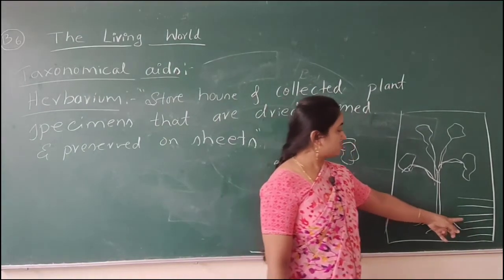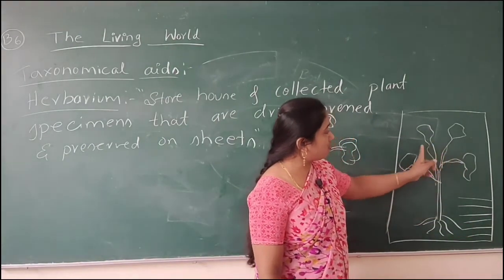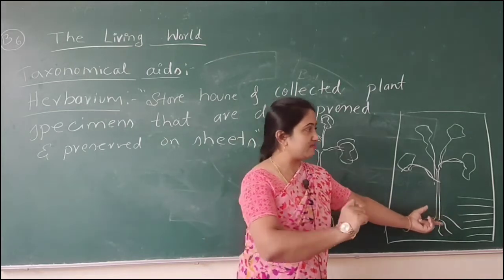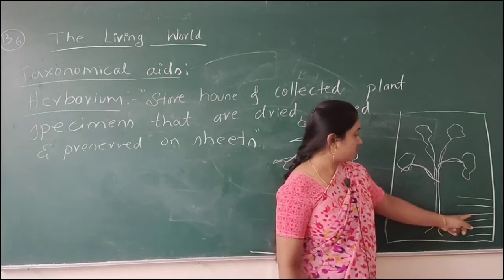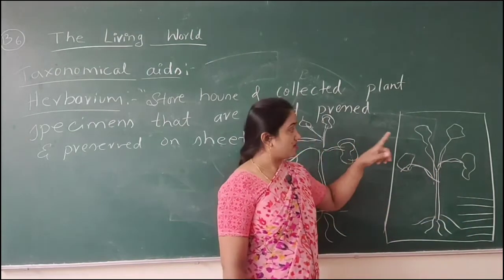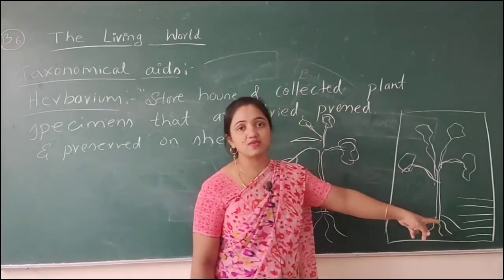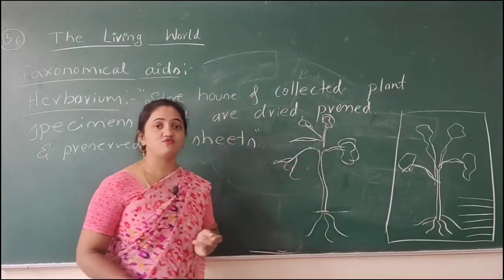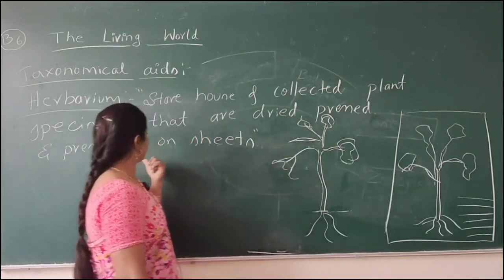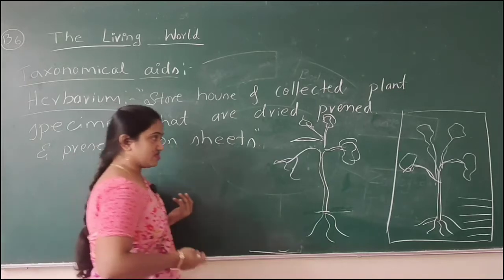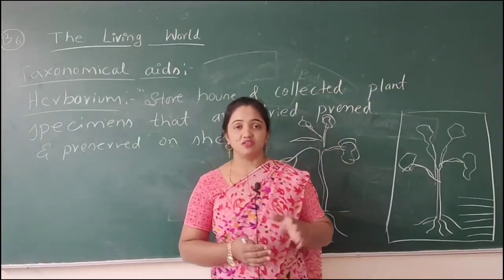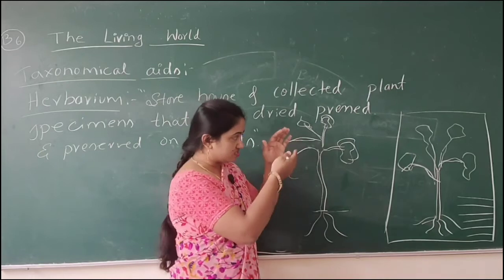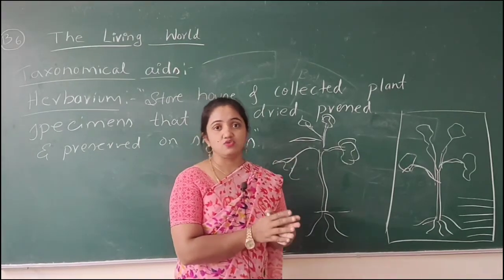And the next is, after studying all the characters, if you know the genus or species or the family name or the scientific name of that plant, you can write here. And one more thing, you have to write the local name of that plant, if you know. After that, you can preserve this material in a systematic manner, in the form of systematic position. So this is how the herbarium technique is followed.